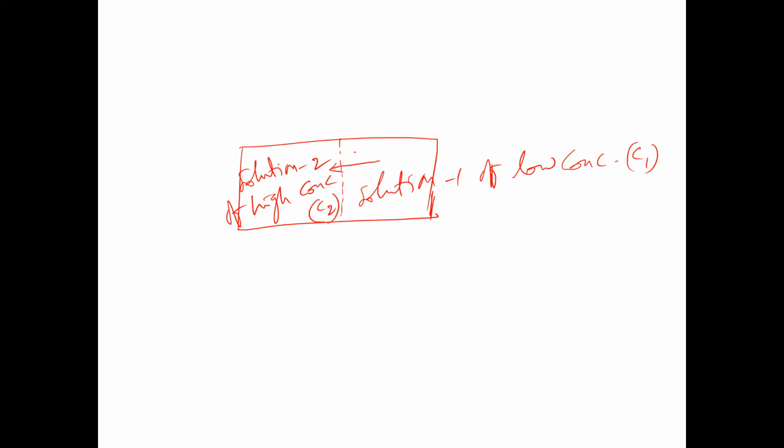Now always the H2O moves from where to where? From low concentration to high concentration. The solvent moves from low concentration to high concentration, and this phenomenon is called osmosis. So osmosis is the movement of solvent molecules from a lower concentration region to a higher concentration region.